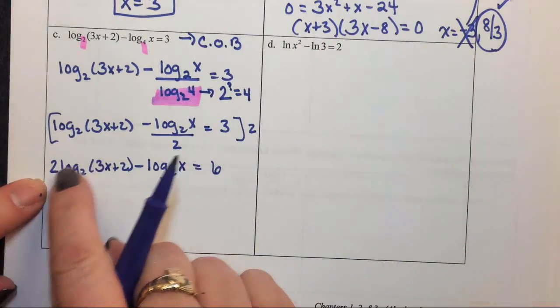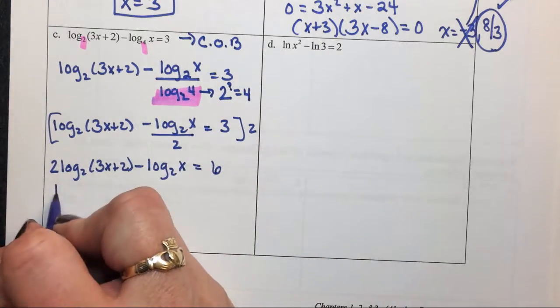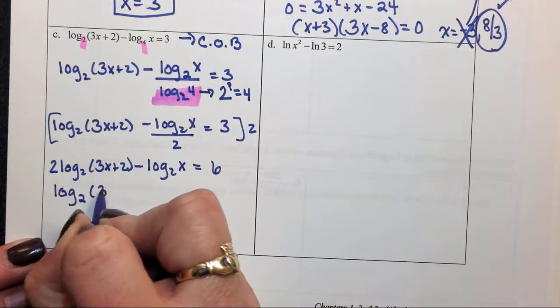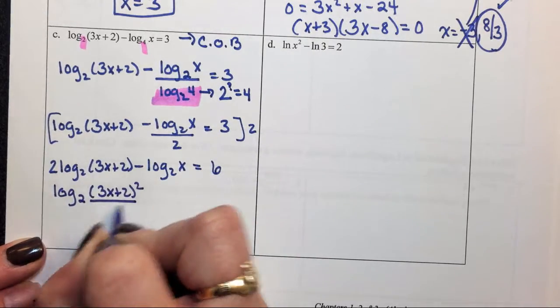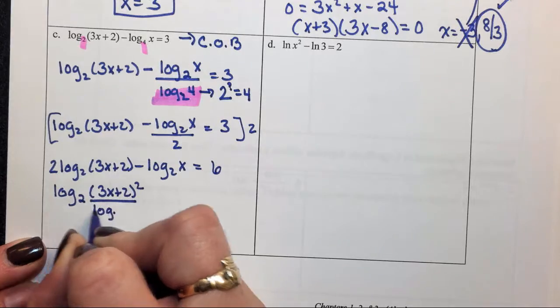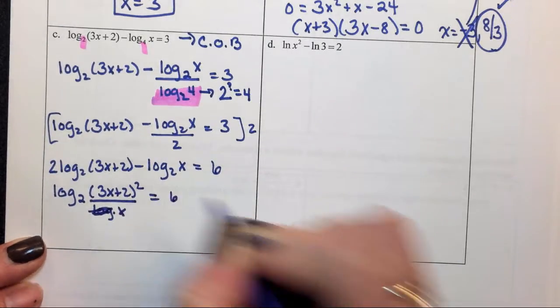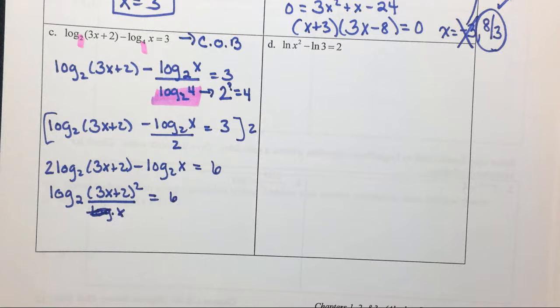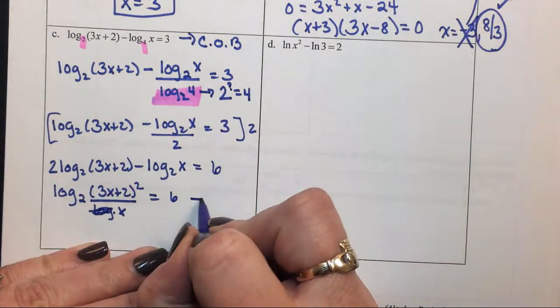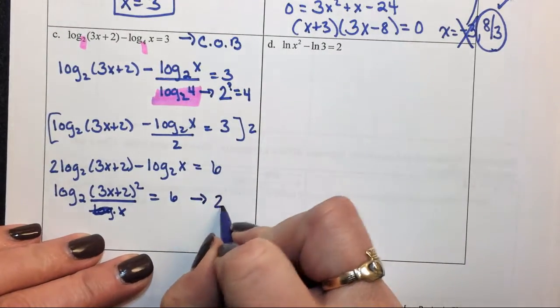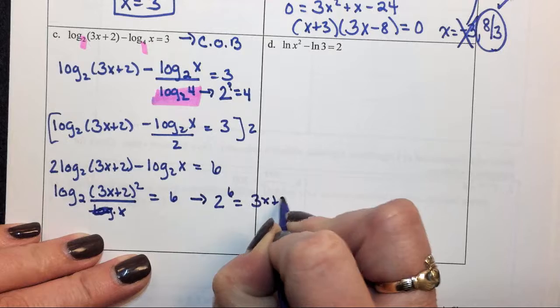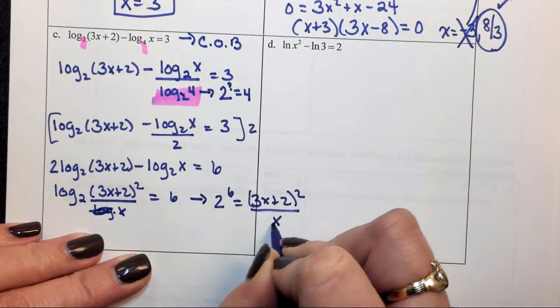On the left-hand side, I can move this power and bring it together through division. So I can rewrite the left-hand side as log base 2 of 3x plus 2 squared over x, equals 6. So I move my power, and then I use my quotient property. Now what? Any thoughts on what we're going to do next? Change it into an exponential, because remember, I have log equal to a number. So 2 to the 6 is equal to 3x plus 2 squared all over x.